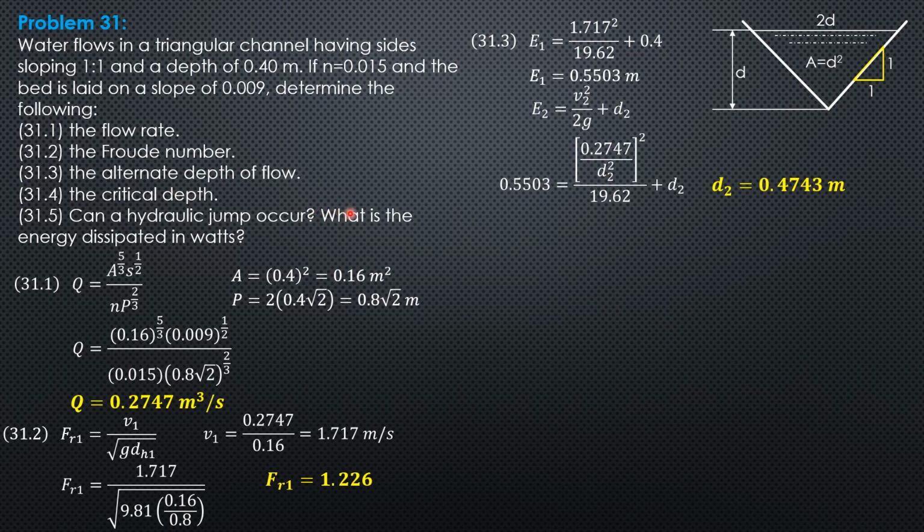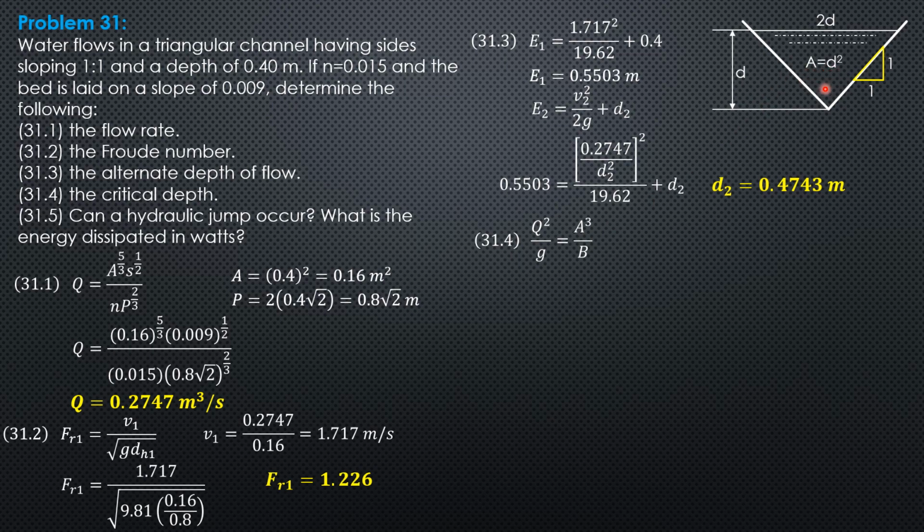The formula for critical depth for a non-circular section is capital Q square over g equals area cube over top width, if you can remember. So substitute Q is 0.27. By the way, area is depth critical square.